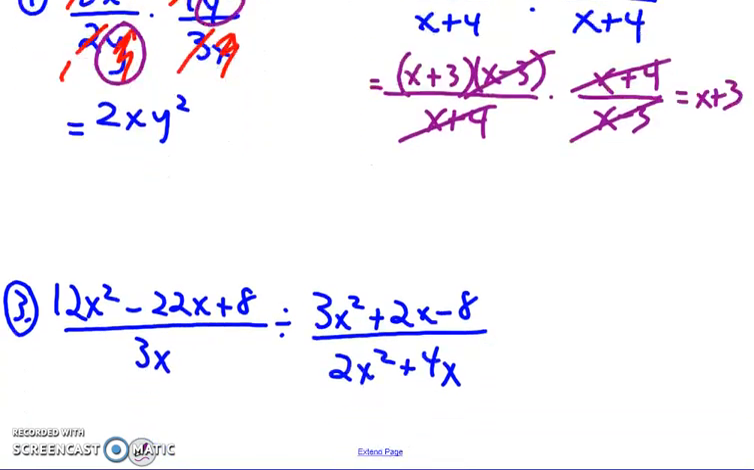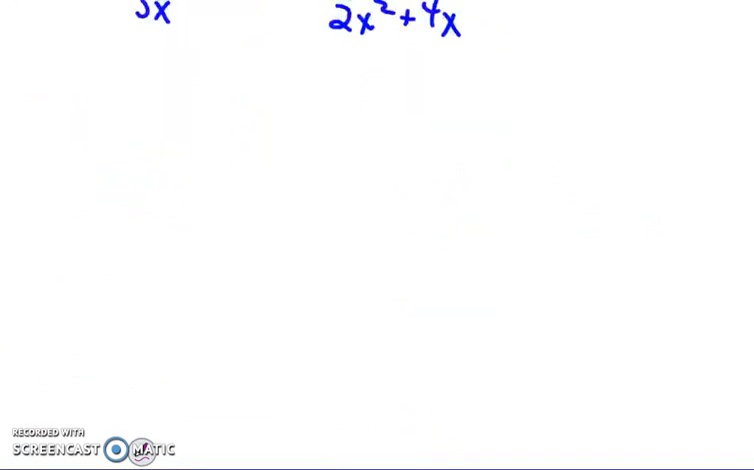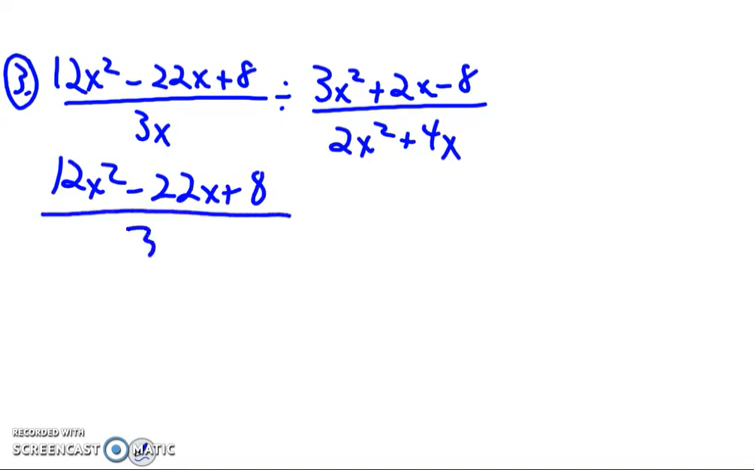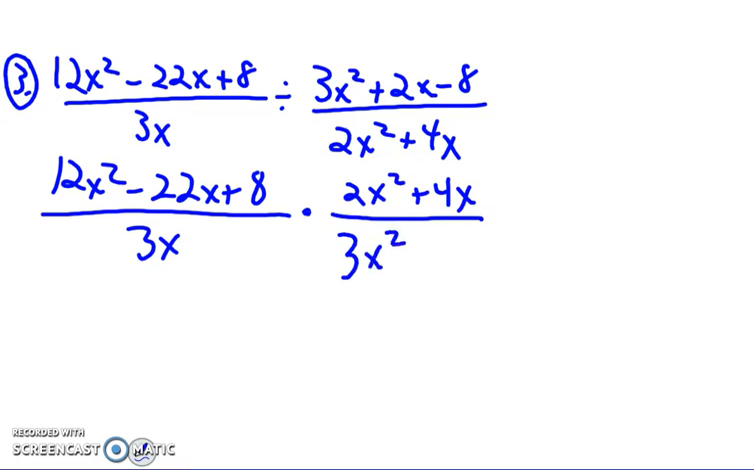All right, so look at number 3. This is the tough one, I think. This is the long problem. So it's divided by, so let's go ahead and change it real quick to give me 12x squared minus 22x plus 8. You could kind of factor it as you flip it around to save yourself some trouble. 2x squared plus 4x. And then I flip the second one upside down, right? So I change it to multiplication, and it's 3x squared plus 2x minus 8 on the bottom.